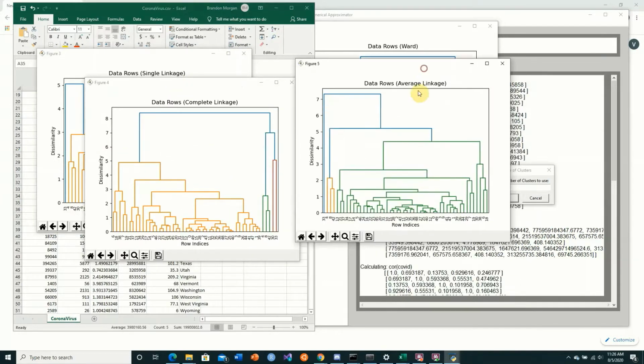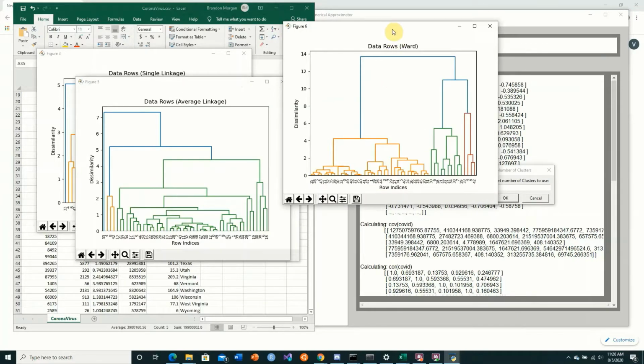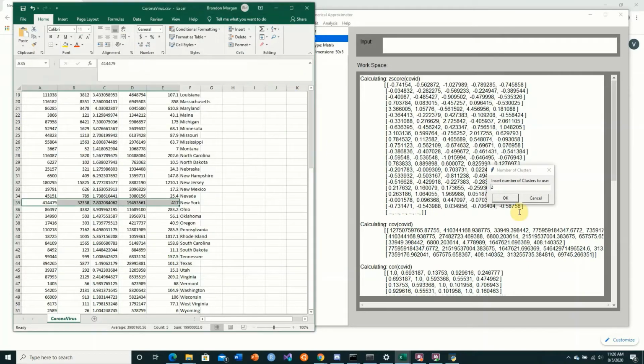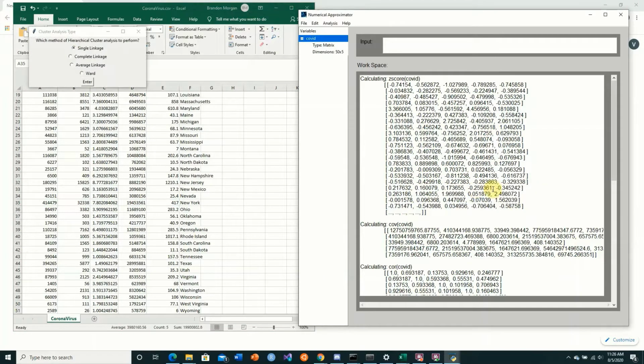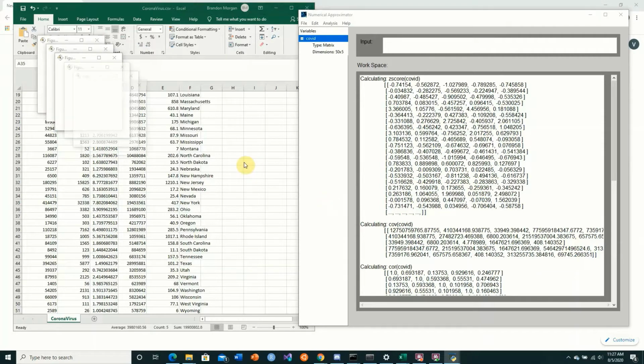We can see here the dissimilarity. We could probably use Ward's method again. The largest distance is probably between here and here, or here and here. This merge and this merge would probably give 3 clusters. So we can say we want 3 clusters, use Ward's method, and scatter plot the data again.